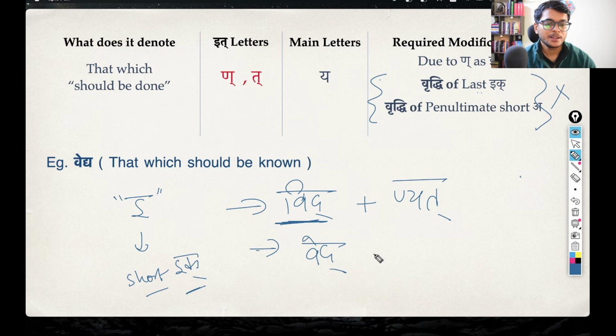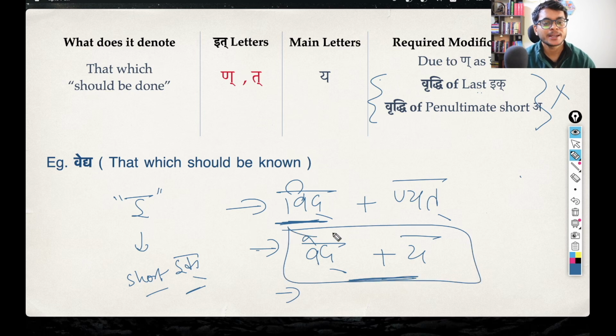Okay. And then you have this nyat, for nyat you have this ya, and then no more further modifications are possible. The sandhi is also not possible, so we'll just attach them together. So this becomes vedya. Vedya, that which should be known. Okay, so I hope this point was clear.